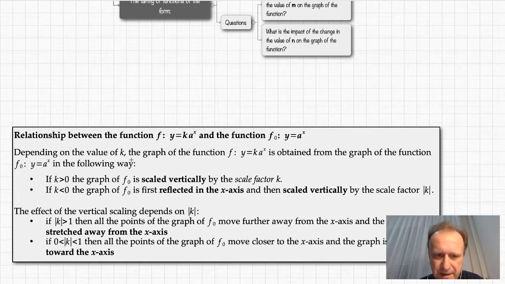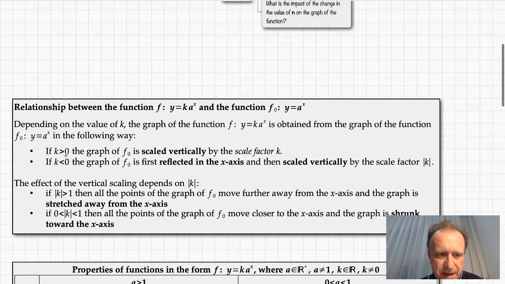Depending on the value of k, the graph of the function f, y equals k times a to the power of x, is obtained from the graph of the function f sub 0, y equals a to the power of x in the following way. If k is positive, the graph of f sub 0 is scaled vertically by the scale factor k. You saw that in the model in GeoGebra. If k is negative, the graph of f sub 0 is first reflected in the x-axis and then scaled vertically by the scale factor of modulus of k.